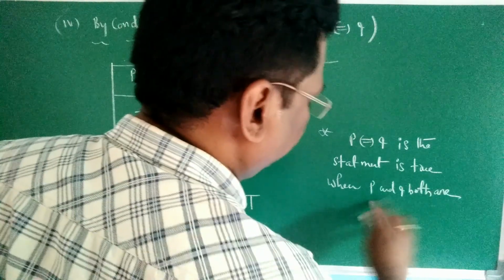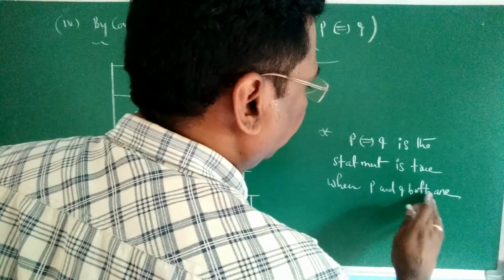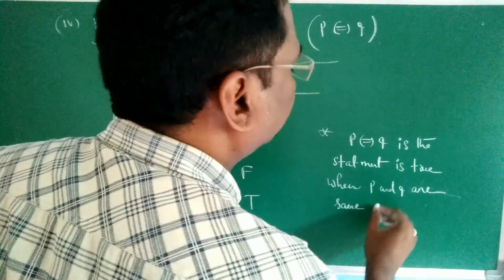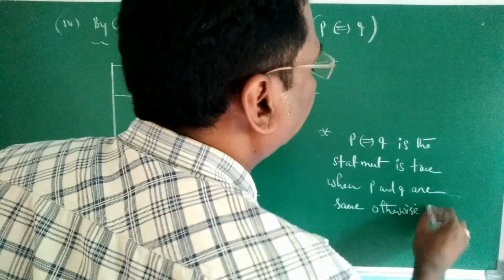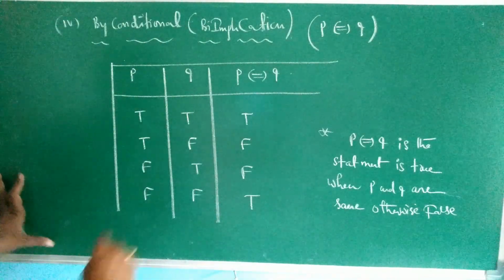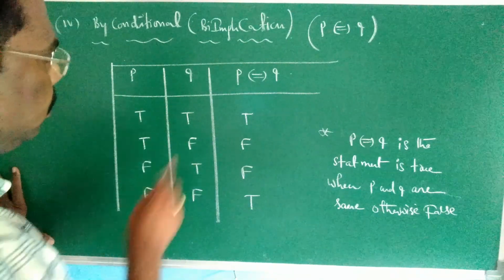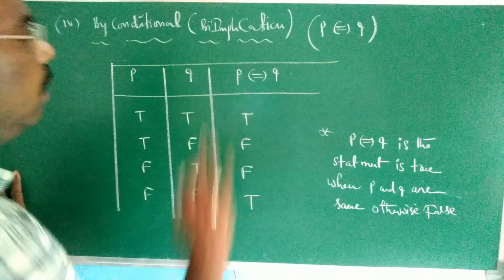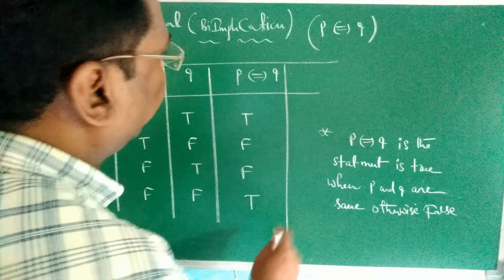P and Q are same. Otherwise false. Now here P double implies Q means both are same. Both are same means here true, true, truth values. And here also false, false. Both are same means P double implies Q is true. Otherwise false. Now next find Q implies P.